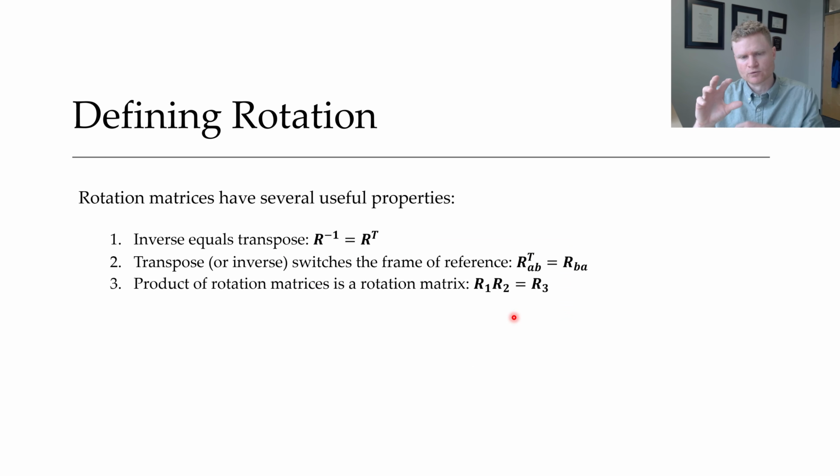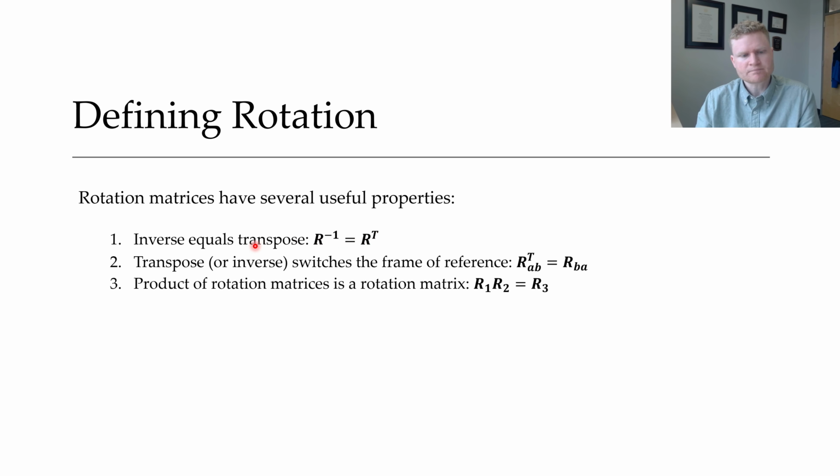If you take those rules and do a bit of math, you can find some pretty useful properties for rotation matrices. I want to cover three of the most useful ones right here. The first property is that the inverse of a rotation matrix is equal to its transpose. So R inverse is equal to R transpose. This is nice because it's usually hard to take the inverse, but a transpose is super easy to do. So instead of taking the inverse, just take the transpose and you're done.